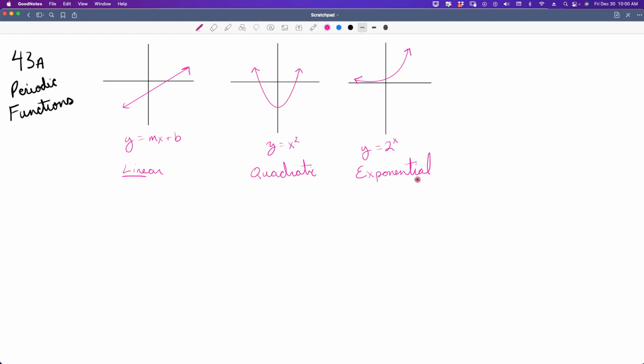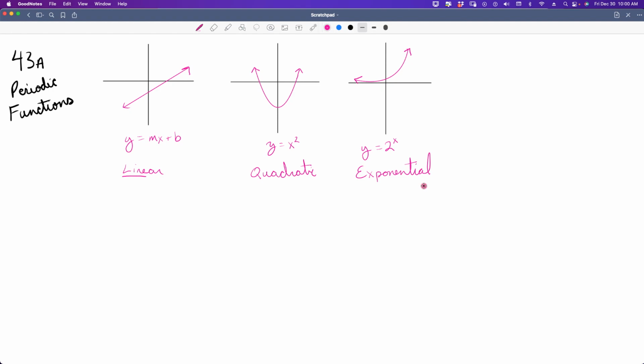Then we talked about just recently exponential functions, and exponential functions are where your exponent is the x and it creates this weird little swoopy graph right here that kind of hugs a line on one side. So these are the three that we have talked about so far.